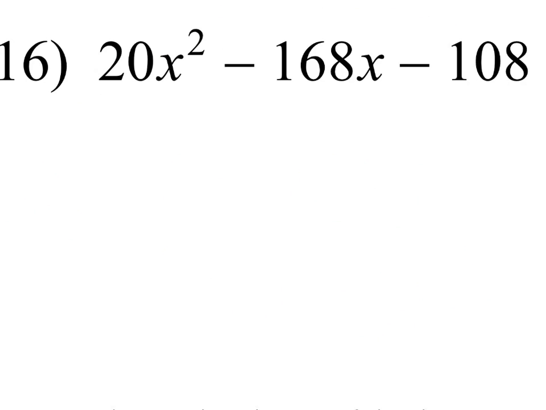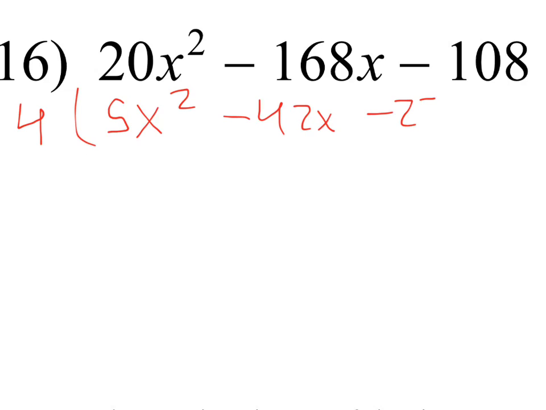Okay, continuing on with the solutions for the factoring quadratics assignment. So on number 16, all of these here are divisible by 4, so we can pull out a 4. And when we do that, you'll get 5x squared minus 42x, and then minus 27.